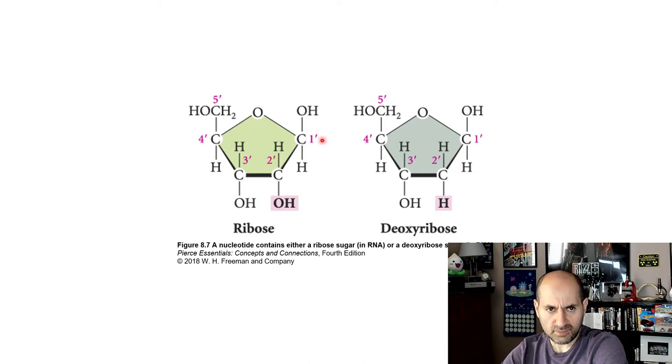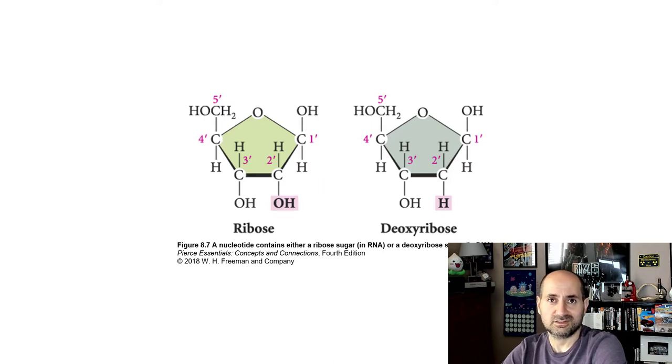That's prime. So geneticists refer to this carbon as the 1 prime carbon, this carbon as the 2 prime carbon, this carbon as the 3 prime carbon, 4 prime carbon, and 5 prime carbon. This is very important to genetics. When geneticists are talking about the 3 prime end or the 5 prime end or the 3 prime carbon or the 2 prime carbon, they're talking about the sugar, and they're talking about these carbons in this order. Does that make sense? You need to know this if you're going to understand genetics.